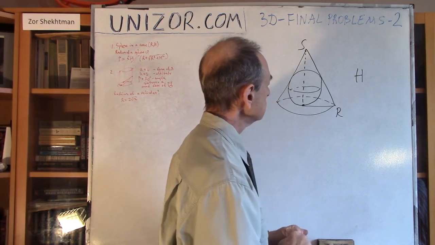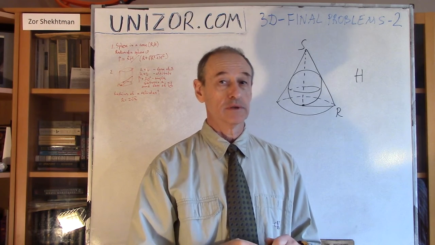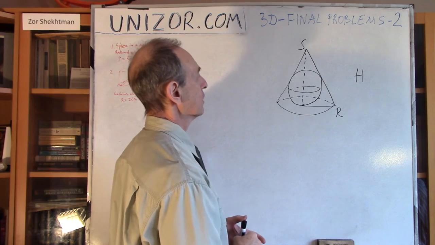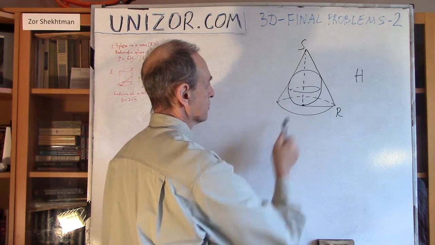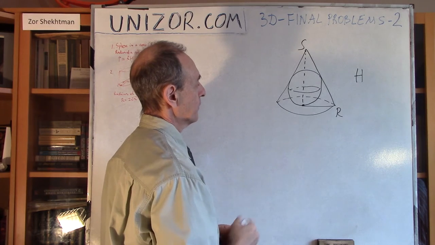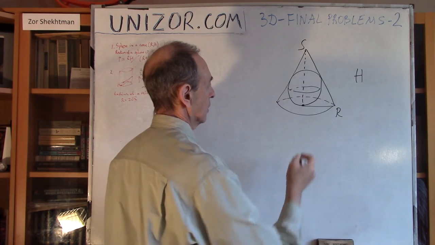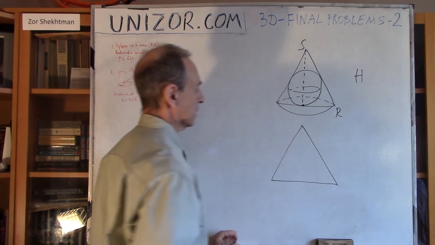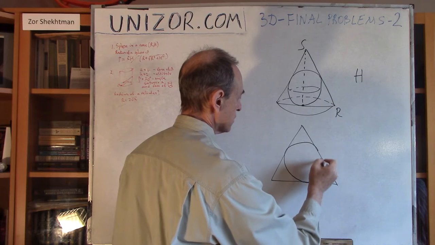First of all, let me say something very simple, which will lead us to a solution, and then we will think about how to make it a little bit more rigorous. So the simple thing is that everything seems to be quite symmetrical. If I cut with a plane from the apex of the cone through the axis, through this altitude of the cone, the section of the cone would be a triangle which goes through the center of the circle as the base. And the section of the sphere would be a circle which is inscribed into this triangle.